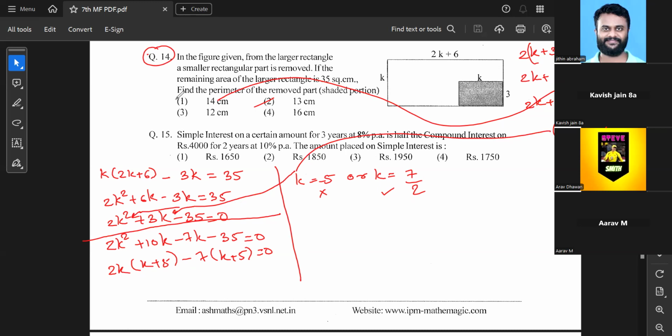If it is satisfying, it will be correct. But in this case, it will not satisfy, hence it will be wrong. Then you do the same thing for the second option also. So like that, you can find.